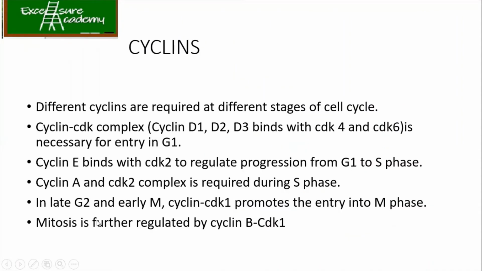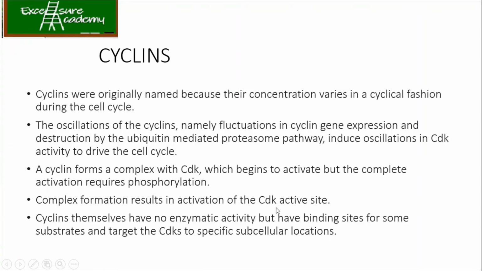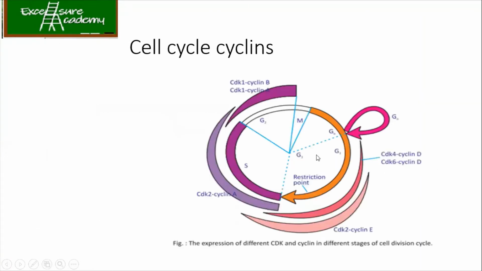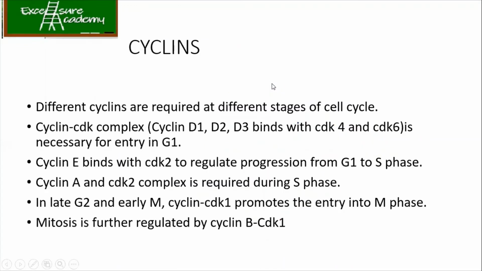In late G2 and early mitosis, cyclin CDK1 promotes the entry into the M phase. Now it is with cyclin B, as you see over here. CDK2 with cyclin A was here. As you enter G2, cyclin A is with CDK1. Now for mitosis, it is CDK1 with cyclin B. That is your MPF, if you remember, maturation promoting factor.